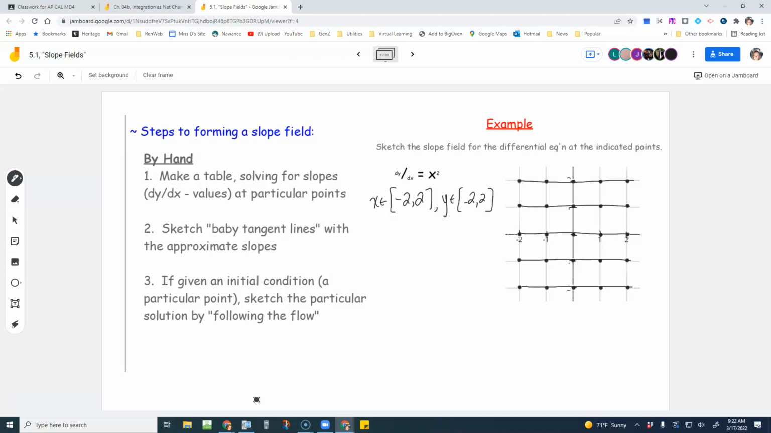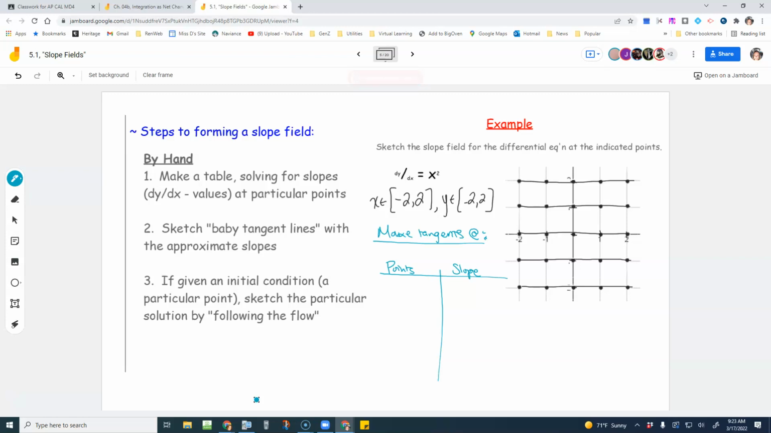And we need to be thinking about tangent lines. Tangent lines that are at points, and then make baby tangents. Points are where the tangent line goes through. Slope is how sloped they need to be. Now, in theory, we would love to find a pattern. If we can find a pattern, we can do these kind of fast. But making a table, solving for slopes, dy dx at particular points, I actually have to think of particular points.